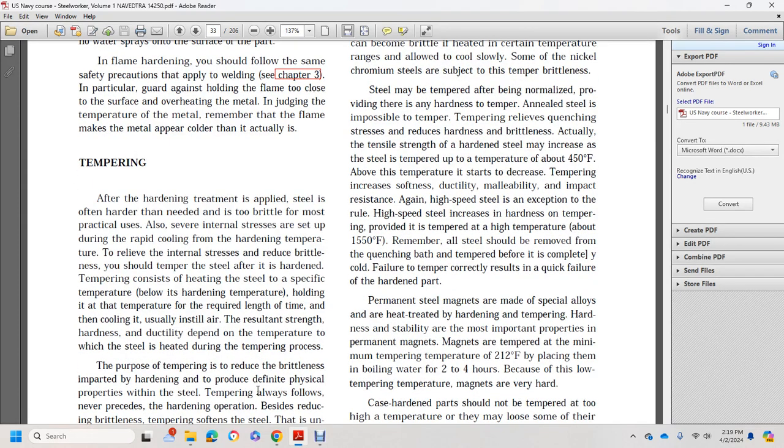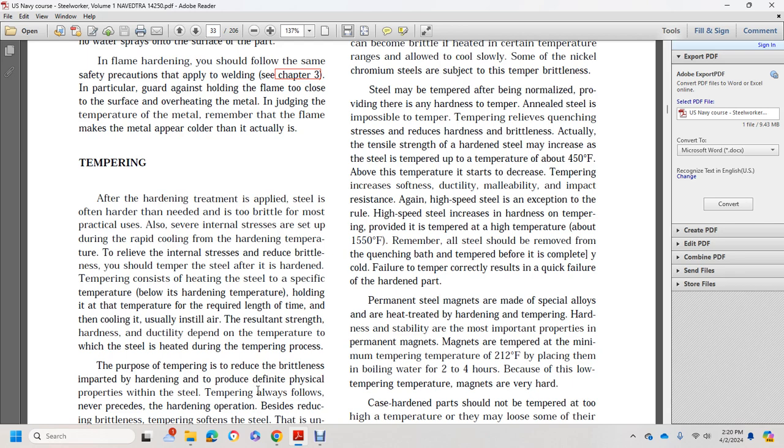Tempering. Steel after hardening is harder than necessary and too brittle for most practical uses. Also, severe internal stress is set up during the rapid cooling from the hardening temperature. To relieve the internal stress and reduce the brittleness, you should temper the steel after hardening.